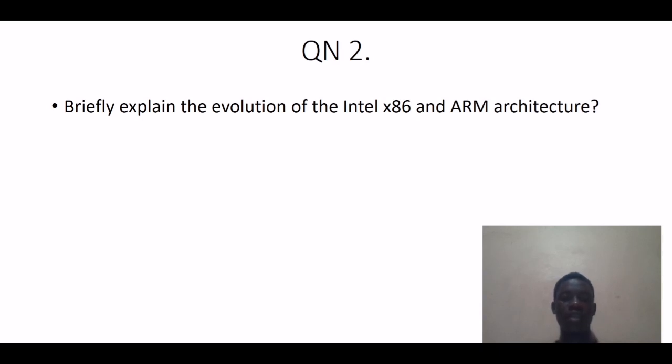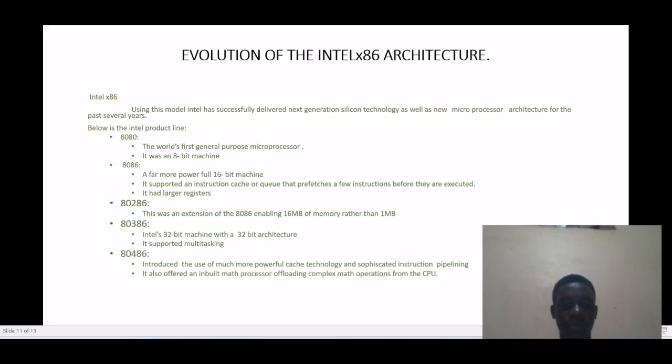Question 2. The evolution of Intel x86 and the 8 architecture. Using this model, Intel has developed and delivered next generation silicon technology as well as new microprocessor architecture for the past 7 years. Below is the Intel product line, the 8080. This was the world's first general purpose microprocessor, and it was an 8-bit machine.